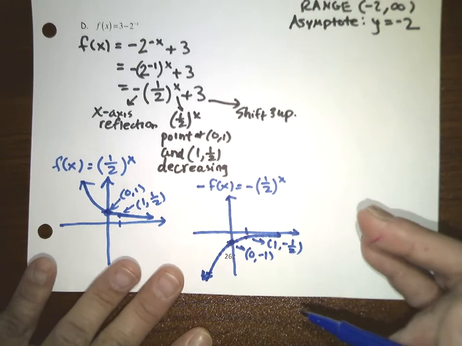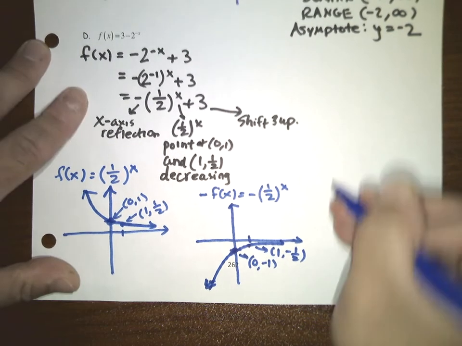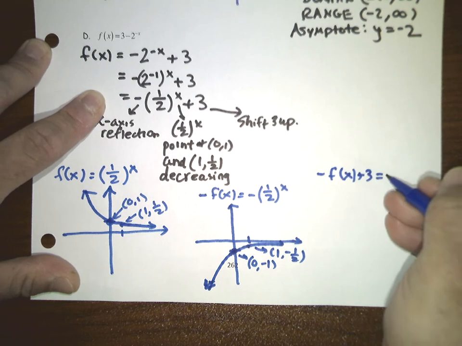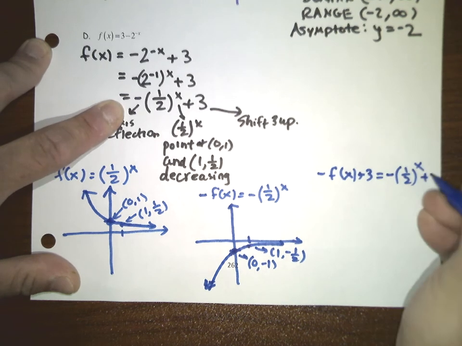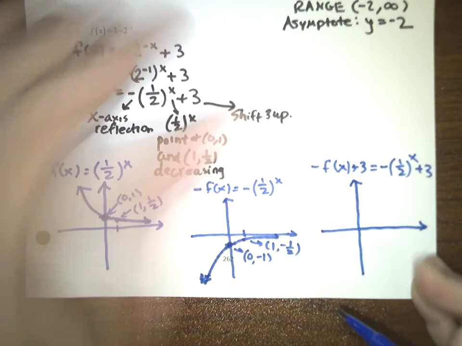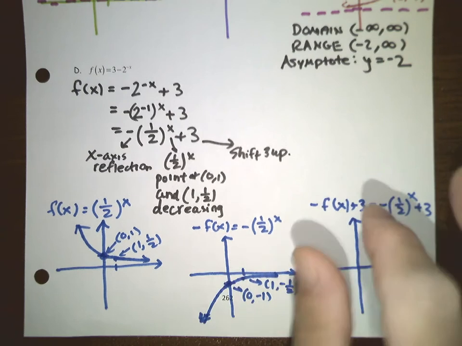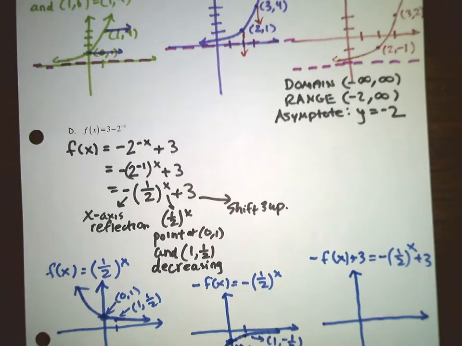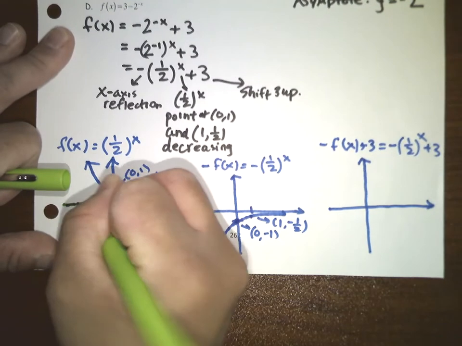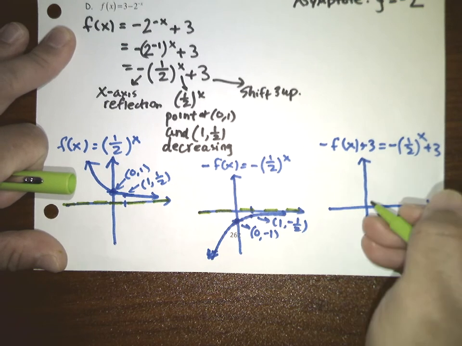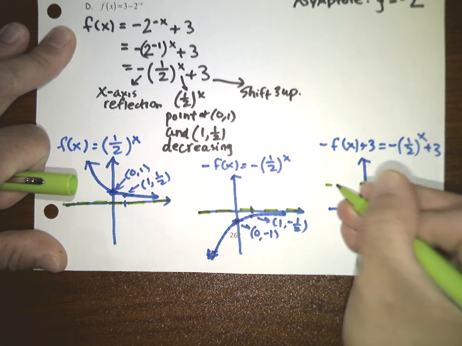And then finally, I have to shift this up 3 units. So negative f of x plus 3, that is the negative 1/2 to the x plus 3. So if I shift this whole graph up 3 units, remember that I am needing to shift the asymptote up 3 units as well. So let me get that for you so that you can see the asymptote. So here the asymptote did not shift. Here the asymptote did not shift. But here the asymptote will shift 3 units up.